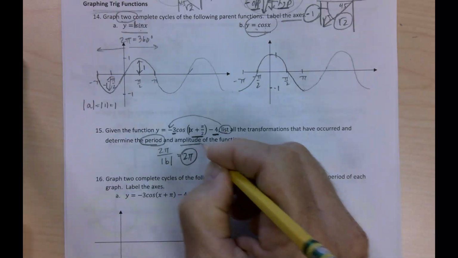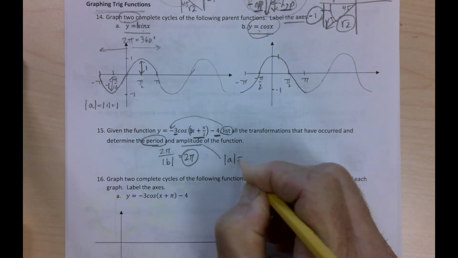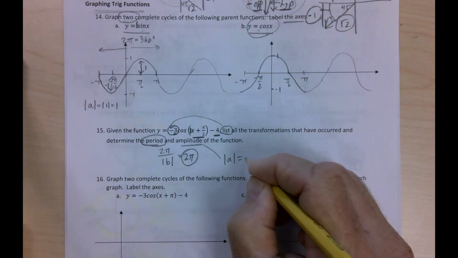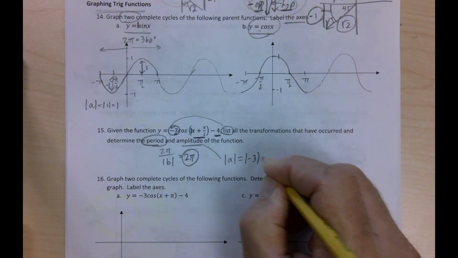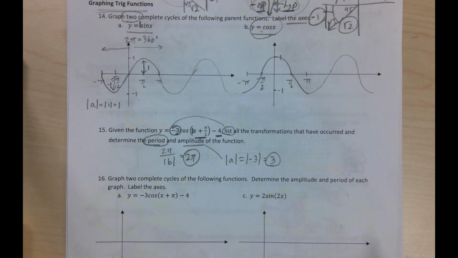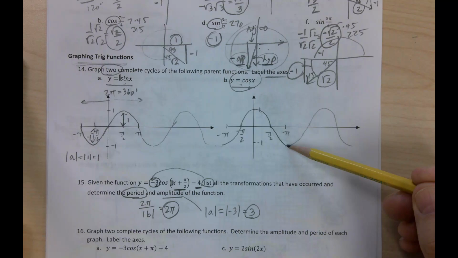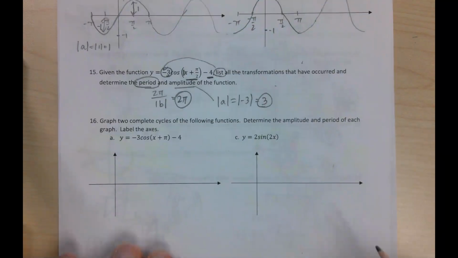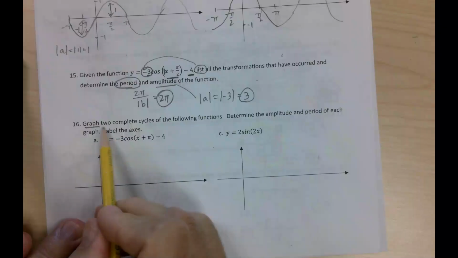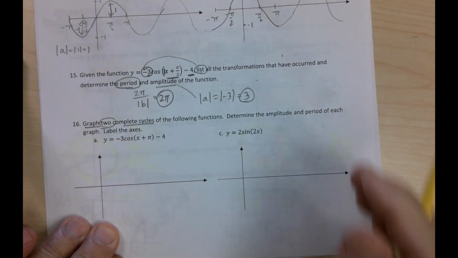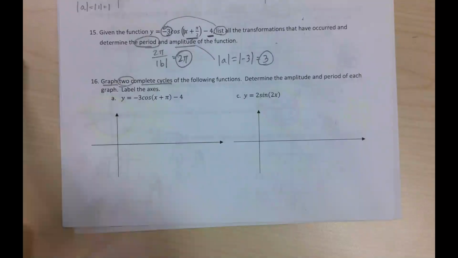Amplitude would be, like I said, the absolute value of a. In this case, a is technically -3, so that would be 3. That means the peak would be up to 3 and down to -3, but it doesn't say graph. Now it's talking about graphing. Graph 2 complete cycles, I'll probably forget. So let me get this all set up.